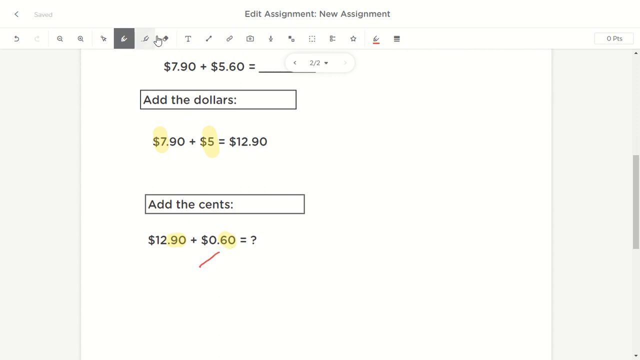60 cents, okay, let me just type it out a bit clearer. Okay, I have 60 cents over here. So I can actually break it up into two parts. One part will be 10 cents. And 60 cents is 10 cents plus 50 cents.